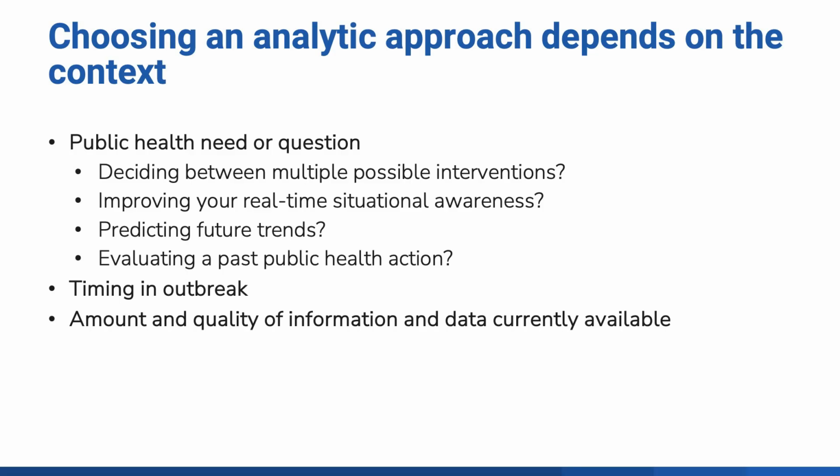The amount and quality of information and data available is also important. If it's early on in an outbreak or you're dealing with a novel pathogen, there might be less information or lower quality information available compared to a situation like routine seasonal respiratory virus surveillance.